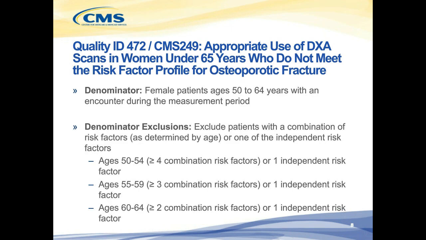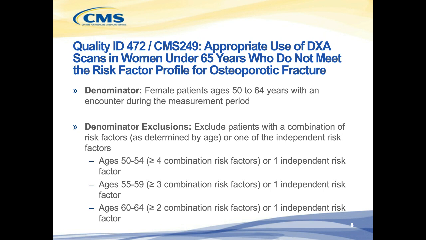Women fall into the denominator if they are 50 to 64 years of age and have an encounter during the measurement period. Since this measure assesses the use of DXA scans in women who are at low risk for fracture, a lower score equals better quality.